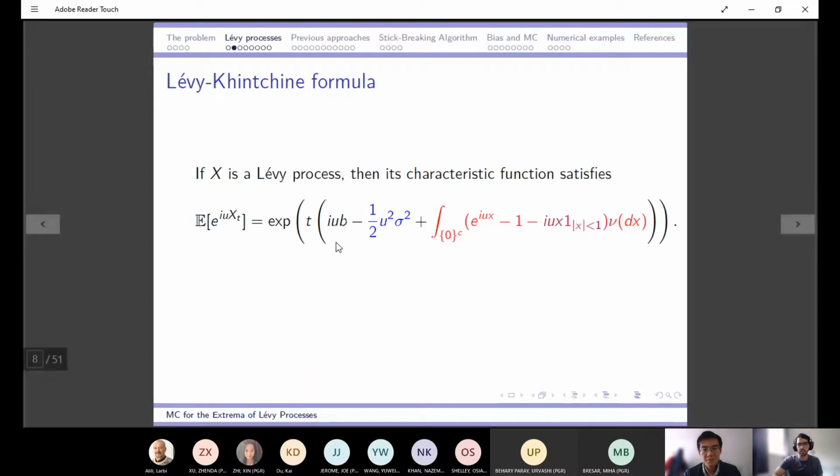These Levy processes have an explicit characteristic function, and there are three parameters essentially, which are a drift, a Gaussian component, and the jump measure. So this measure roughly measures the average number of jumps you expect on a certain band on the unit time interval.